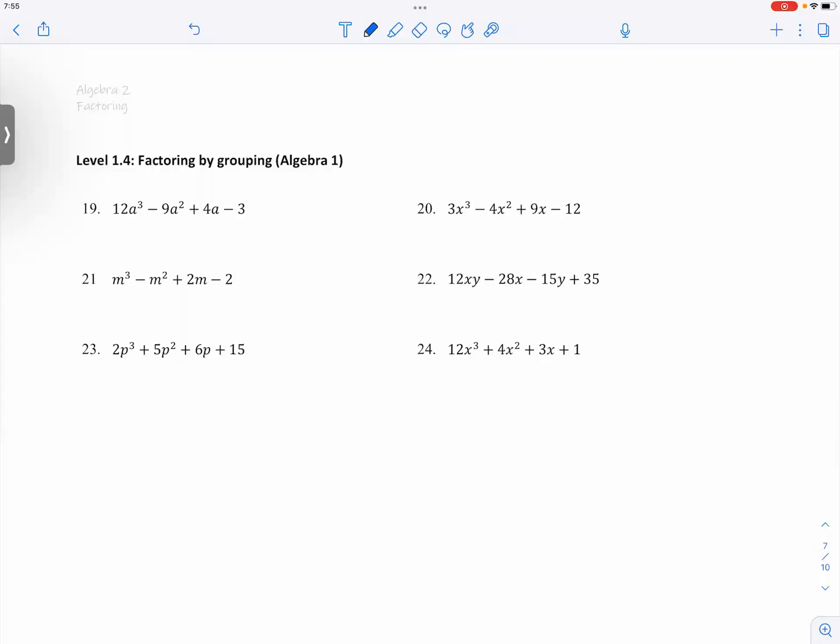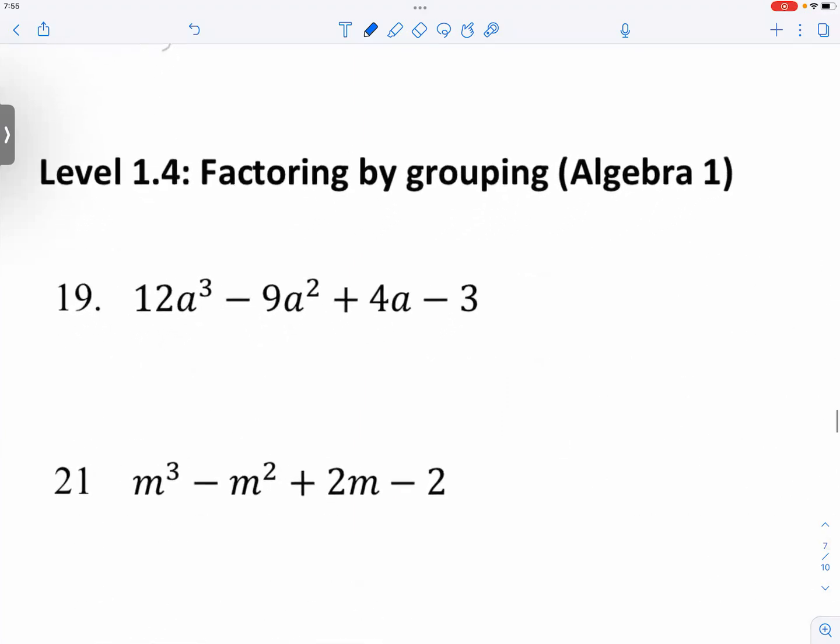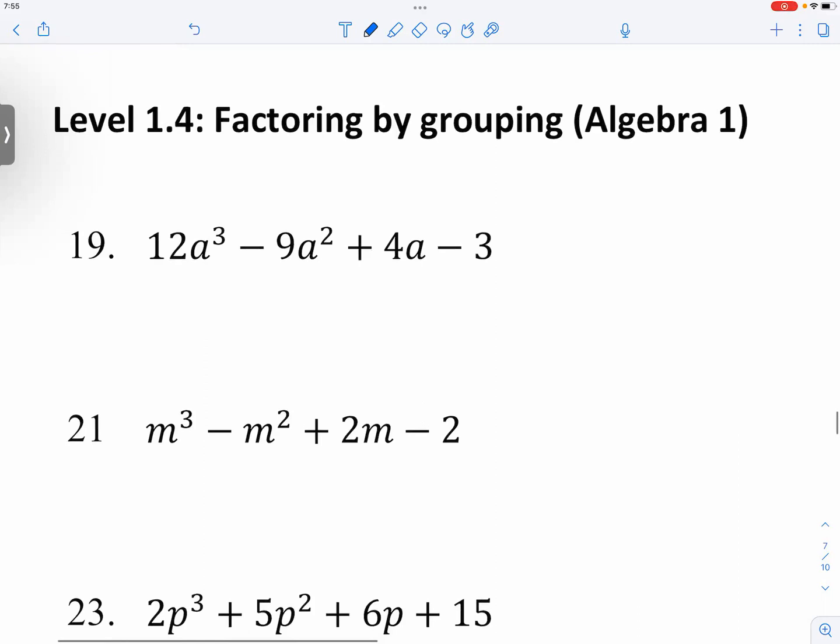Now, level 1.4. So things are still obvious, but not especially obvious like the earlier levels. Now, this one is factoring by grouping. Okay, so we're saying, hey, look at the first two terms. And look at the last two terms as a group. Can you go ahead and factor them?